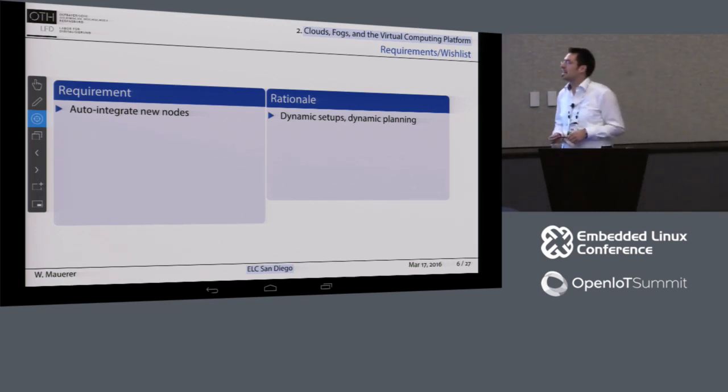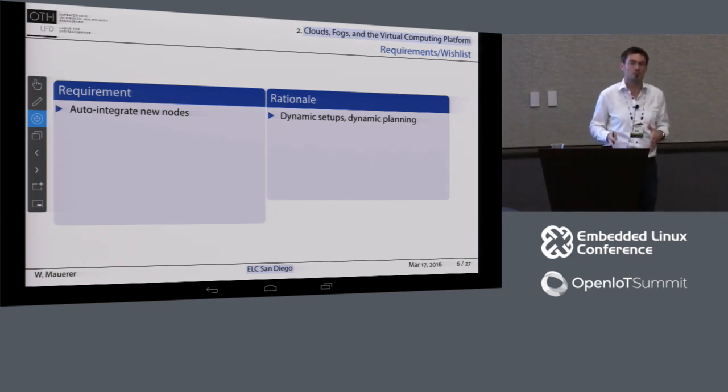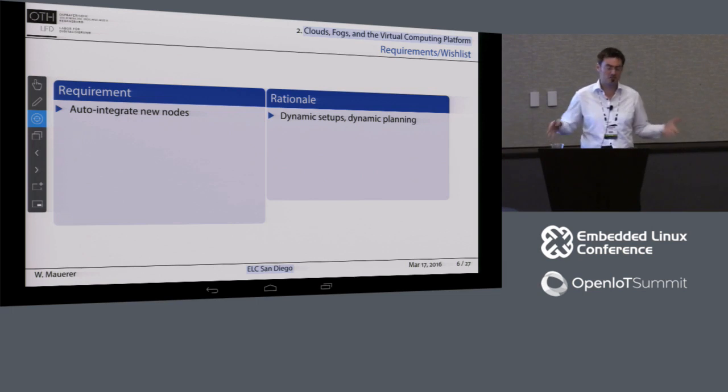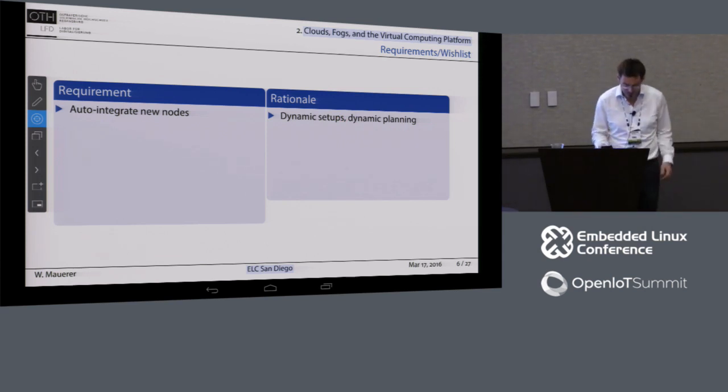One thing that we need to take into account is that we cannot make do with static configurations, as is mostly the case in cloud computing. We don't know that we have, say, 10 servers and need to push load onto these 10 servers. We will be dealing with very dynamically organized networks, where nodes can join and leave basically at will. So we will need means of integrating new nodes to realize dynamic setups and especially benefit from dynamic resource allocation planning.